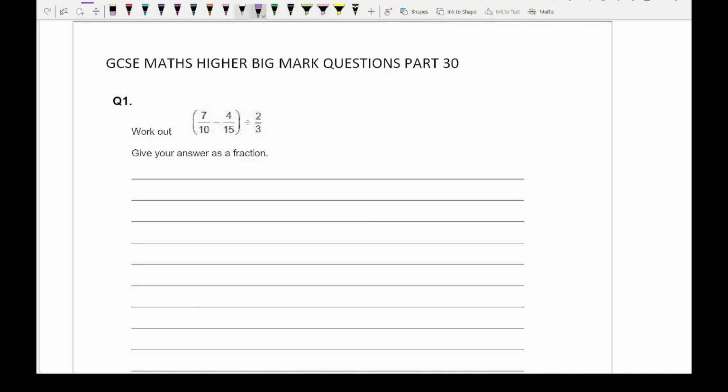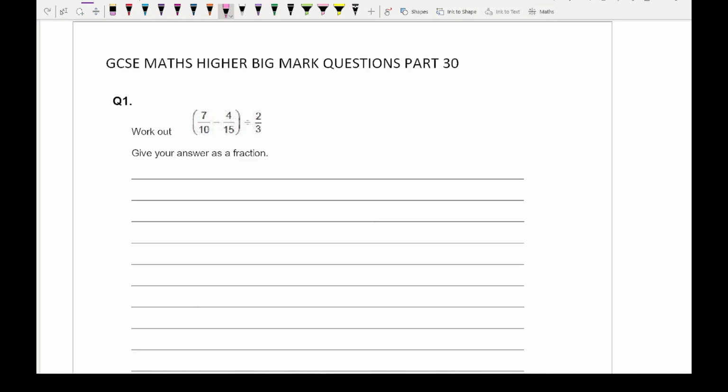Now with this particular question, what we want to do is look at BIDMAS, and we want to do the brackets first. Inside the bracket we're taking away fractions, so when we're thinking about taking away fractions you always want to think about a common denominator. Before we do that, what you want to do is have a quick check to make sure you can't simplify the individual fractions, because obviously working with smaller numbers is going to be a lot easier than working with bigger numbers. So we can't simplify 7/10 and I can't simplify 4/15, so I just go straight into getting my common denominator.